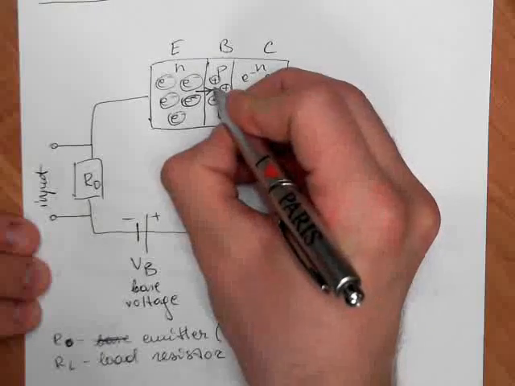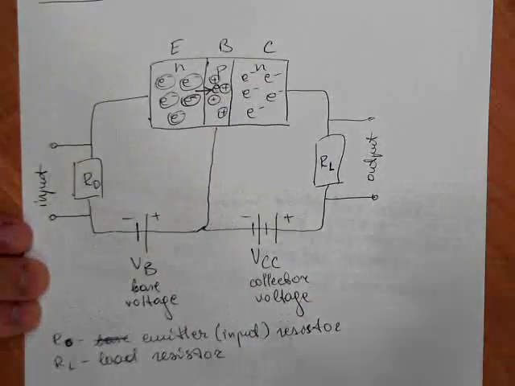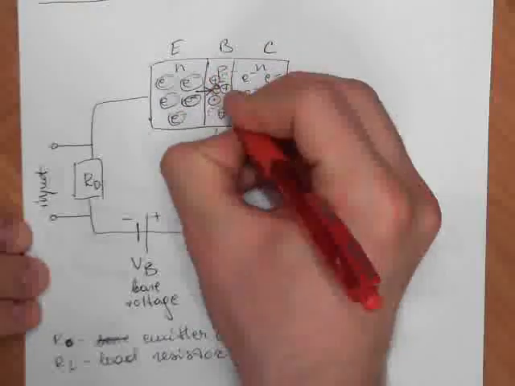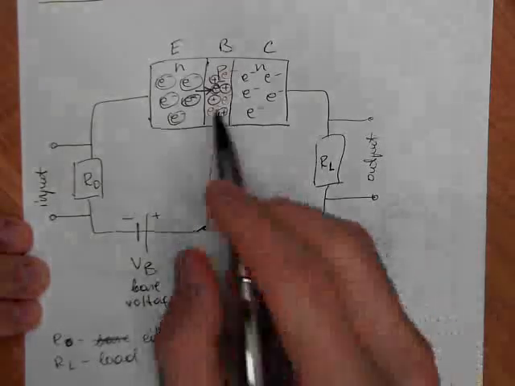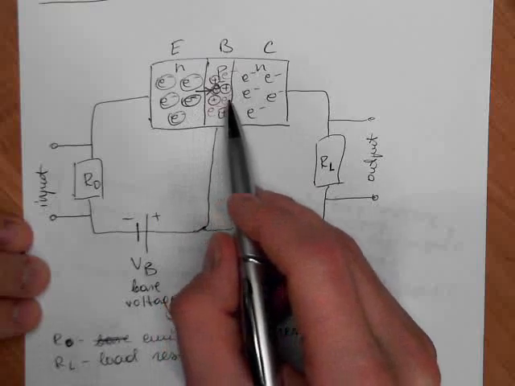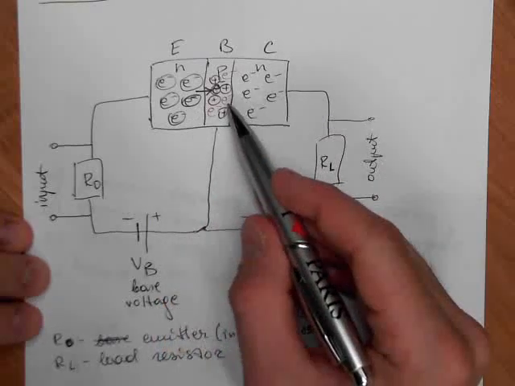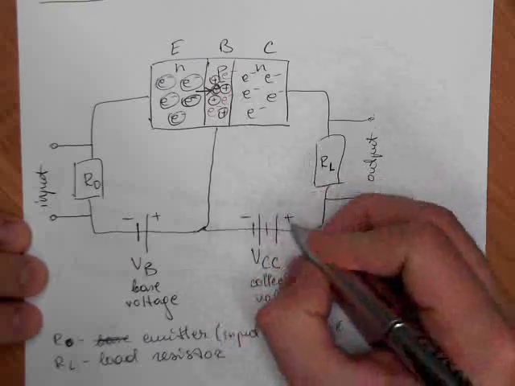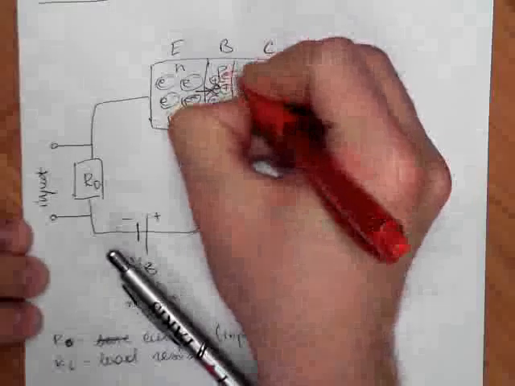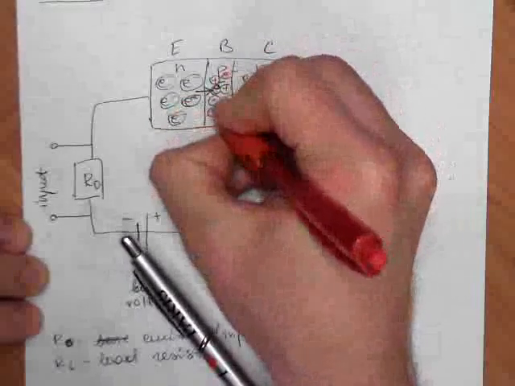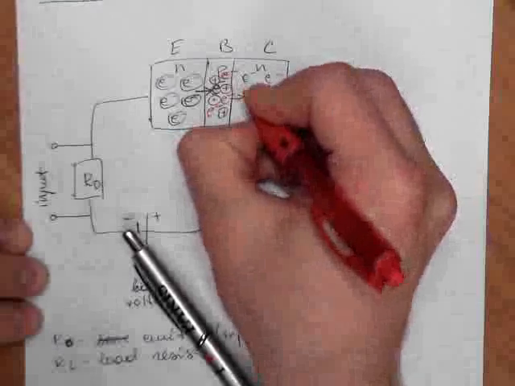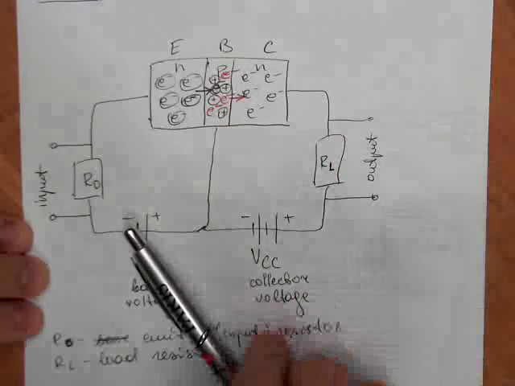So there are a lot of electrons that come from the emitter. The emitter injects electrons, so that's why it's called emitter, emission. It injects electrons to the base, and then these electrons are caught by the electric field of this VCC. So these electrons that are in red are attracted by this positive terminal. They move to the collector, and that's how the collector current is produced.